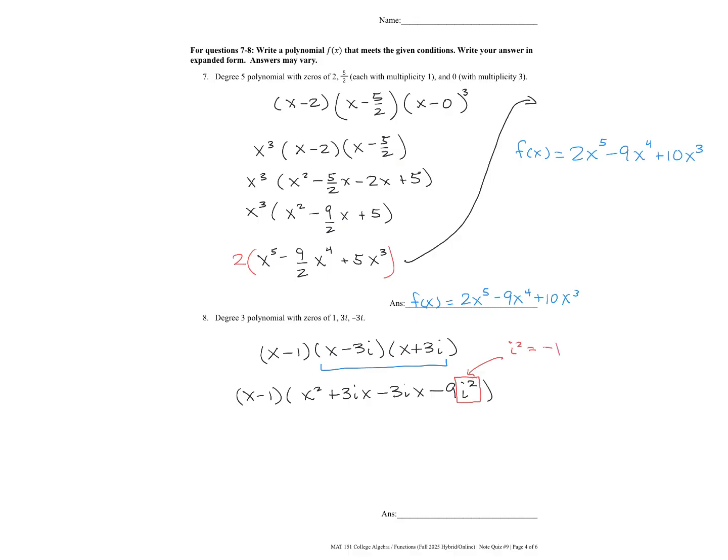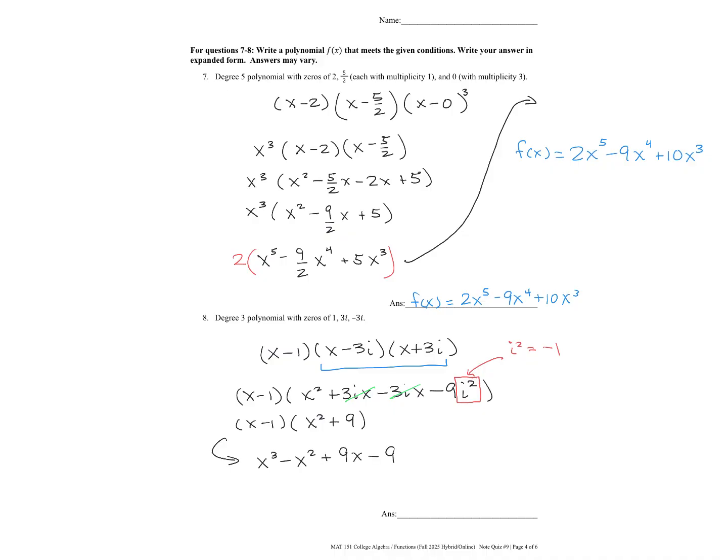So this is the same thing as x minus 1 times x squared. Then you notice that the two middle terms cancel out. That will always happen when you have a complex conjugate pair. And back there, the minus 9i squared becomes a plus 9. And now we can multiply that out using FOIL. We get x cubed minus x squared plus 9 times x minus 9.